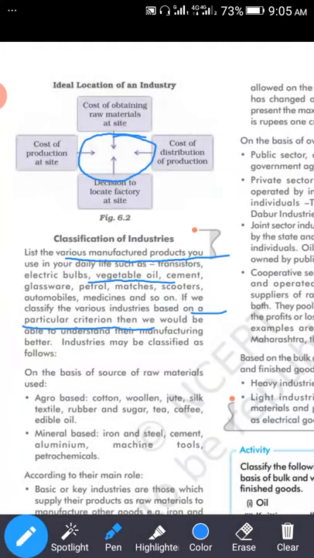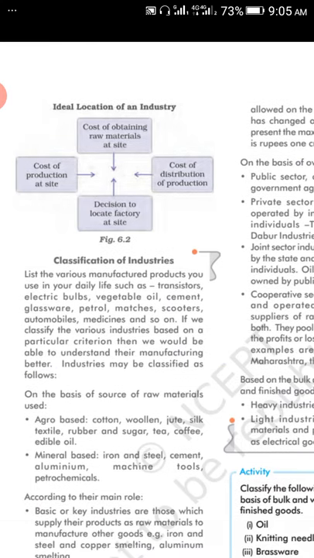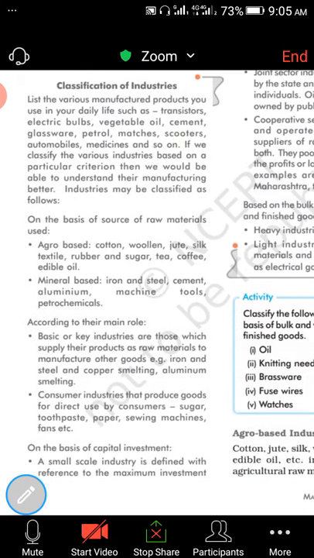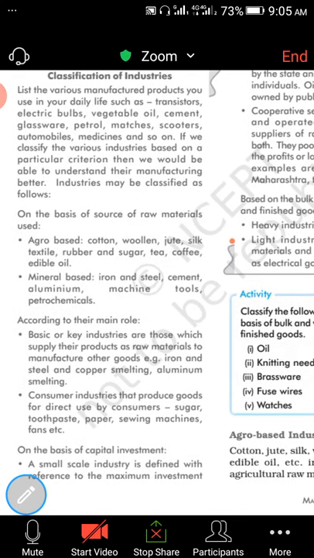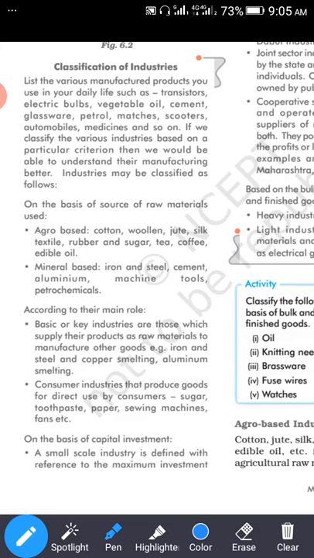how they are differentiated, how we can understand that manufacturing may be developed, or who becomes the industrialist, or who may set up the industry. For these different types of goods, the industries depend on different classifications. The classification on the basis of the raw material.